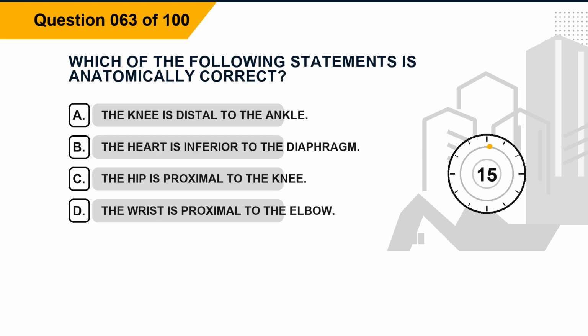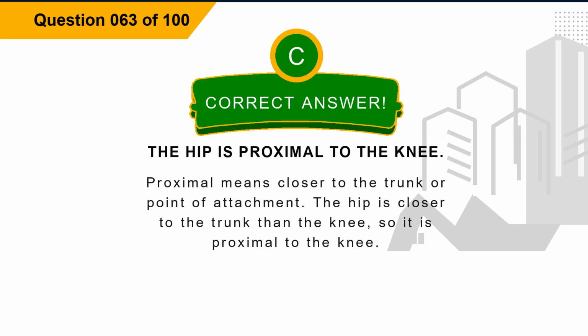Question 63. Which of the following statements is anatomically correct? Option A, the knee is distal to the ankle. Option B, the heart is inferior to the diaphragm. Option C, the hip is proximal to the knee. Option D, the wrist is proximal to the elbow. The correct answer is option C, the hip is proximal to the knee. Explanation: proximal means closer to the trunk or point of attachment.